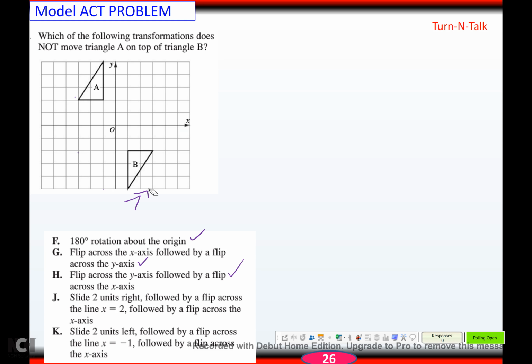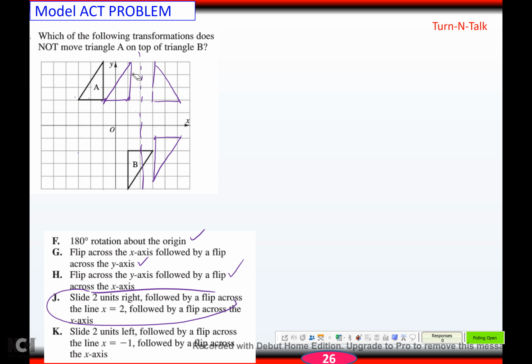J says slide 2 units right. So 1, 2. There would be 2 units right, followed by a flip across the line x equals 2. So that would flip it over this way. And then followed by a flip across the x. If I flip down, that would be here. Like that. And that's not on top of it. So there's the one that does not draw B.